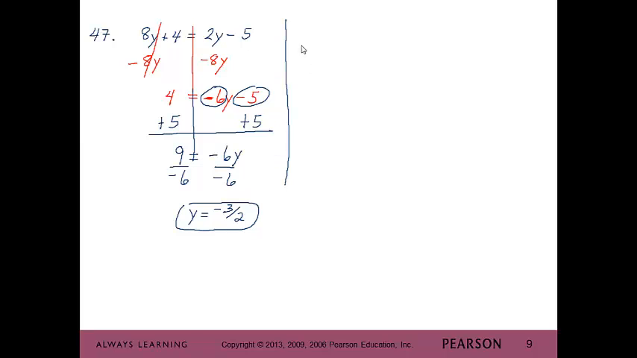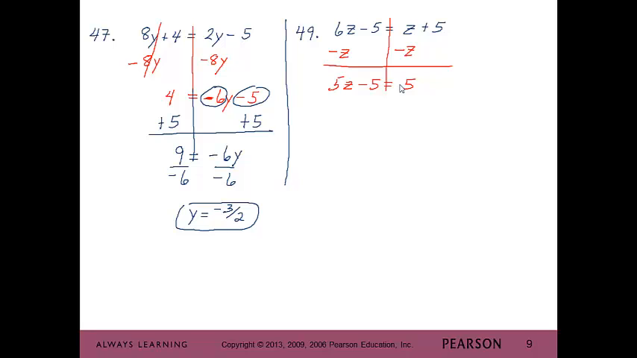All right, let's look at number 49. And we have 6z minus 5 equals z plus 5. So remember, we're going to get our z's on the same side of the equation. So let's go ahead and subtract z on both sides. So now we have 5z minus 5 equals 5.